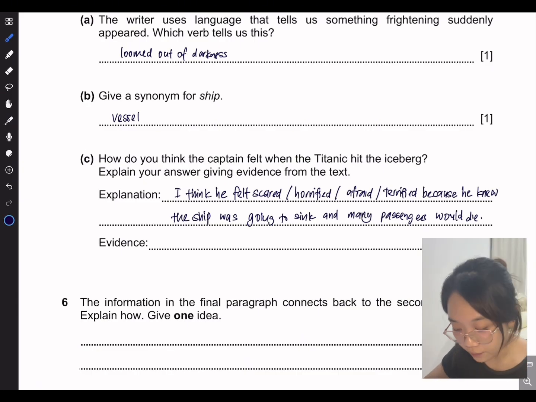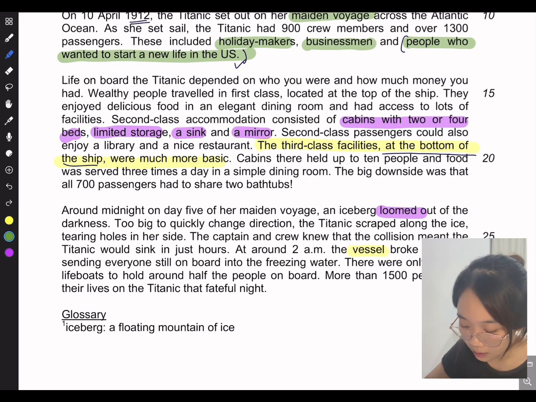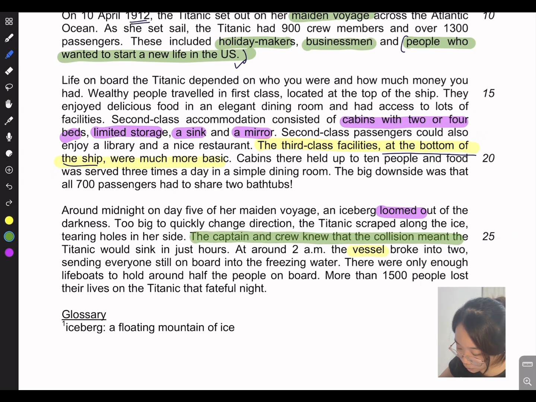Okay, so some pieces of evidence you can get from the insert is, of course, you don't have to include everything, you just have to write one. So for example here, the captain and crew knew that the collision meant the Titanic would sink in just hours. So that's one evidence. I can give you another evidence for your information. There were only enough lifeboats to hold around half the people on board. So this sentence actually meant that there were not enough lifeboats to save everyone there. So of course, many passengers would die.